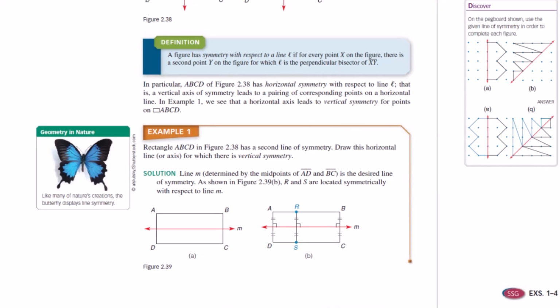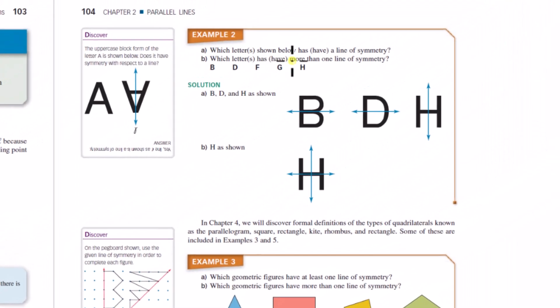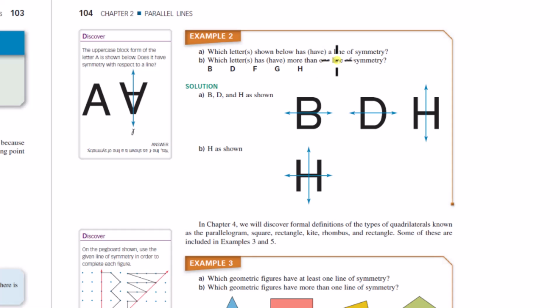Okay, let's look at this example here. Which letters shown below have a line of symmetry? Let's start with B. We can see that it's going to have a horizontal line of symmetry. D, we can see, is also going to have a horizontal line of symmetry. H is going to have 2 lines of symmetry, horizontal and vertical. And then G and F are going to have no lines of symmetry. So yeah, that's the case here.